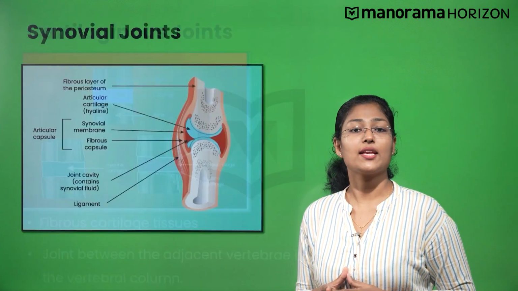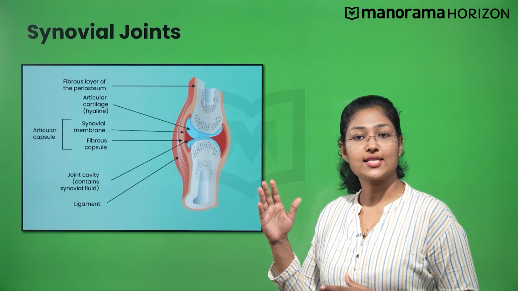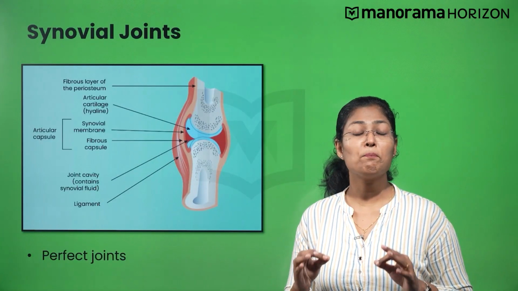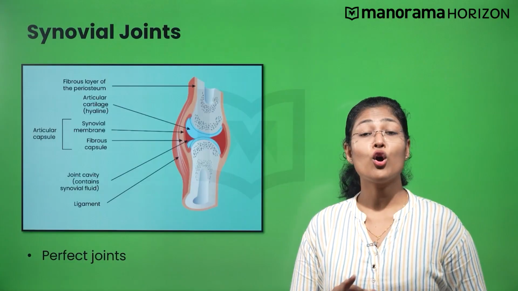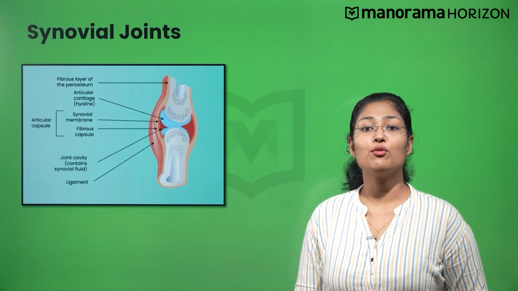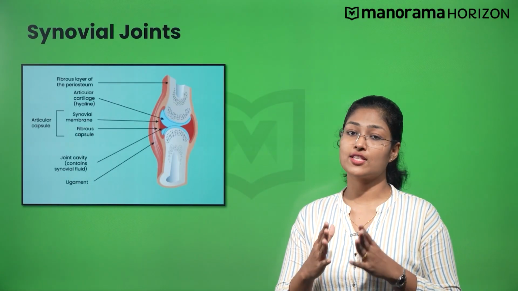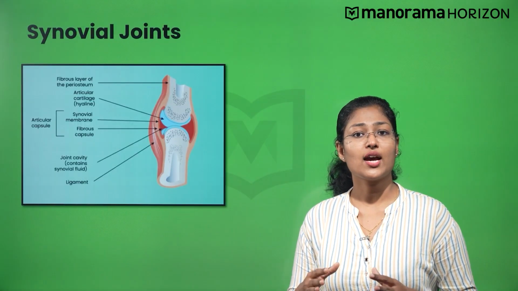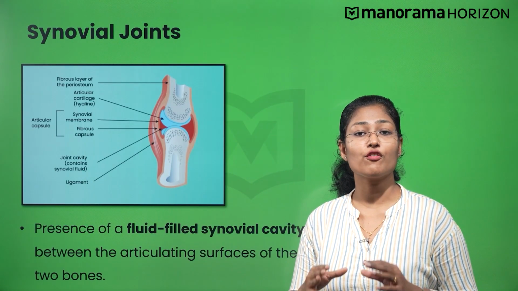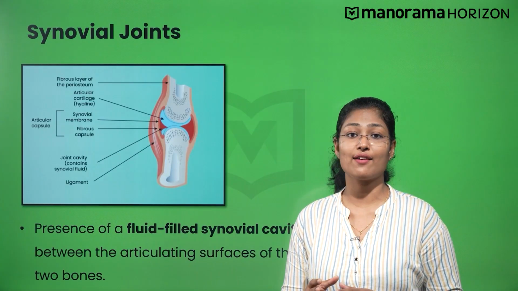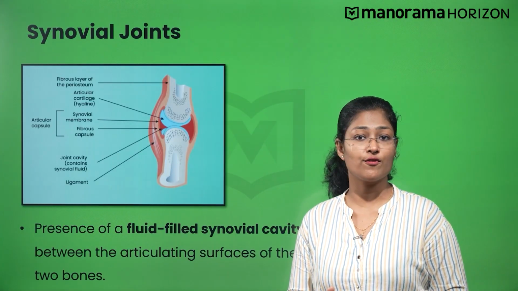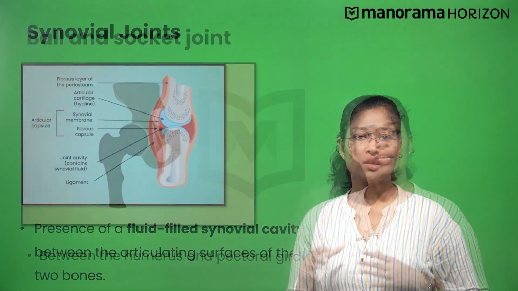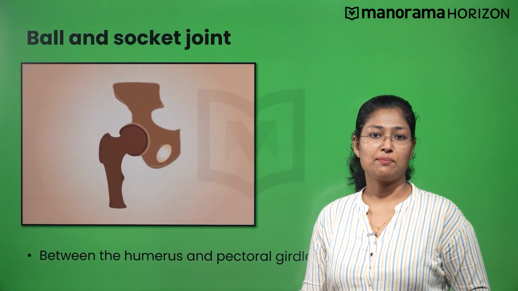The third type is the synovial joints, and the synovial joints are known as perfect joints. All locomotion and other movements are done with the help of synovial joints. They are characterized by the presence of a fluid-filled synovial cavity between the articulating surfaces of the two bones. Let us check a few examples.